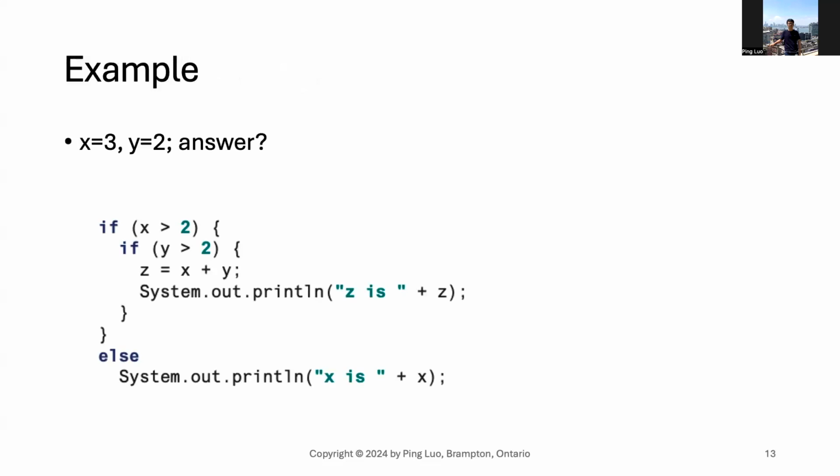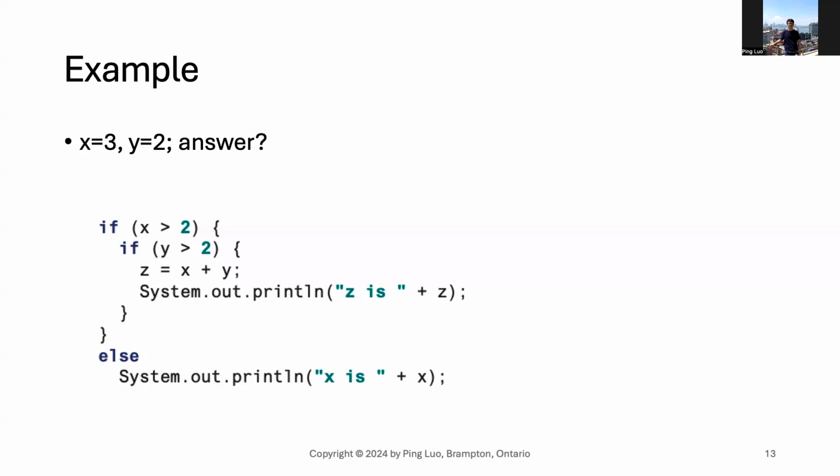So let's see an example. Let x equal 3, y equal 2. So what is the answer of this code? x is bigger than 2. Yeah, 3 is bigger than 2. So the answer is 3 is bigger than 2. And y is bigger than 2, which is not true because they're both 2. 2 equals 2.